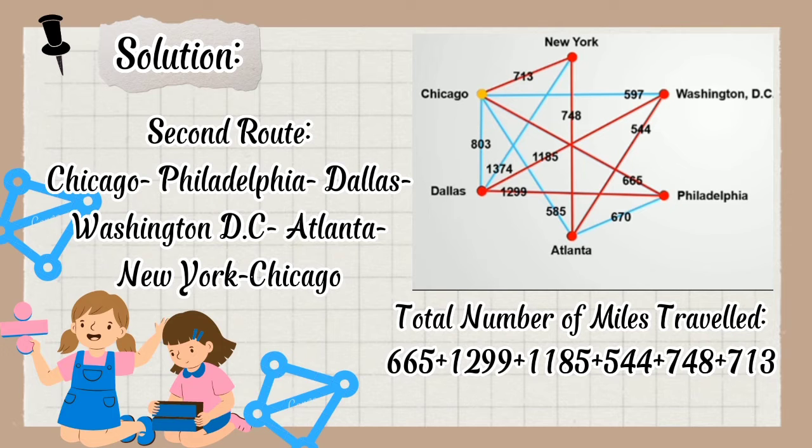So Chicago to Philadelphia, that is 665. From Philadelphia to Dallas, that is 1,299. From Dallas to Washington DC, that is 1,185. From Washington DC to Atlanta, that is 544. From Atlanta to New York, that is 748. And then we go back to Chicago. From New York to Chicago, that is 713. Then we will add them so that we will be able to get the total number of miles traveled. So we get 5,154. So this is the total number of miles traveled if we follow the second route.